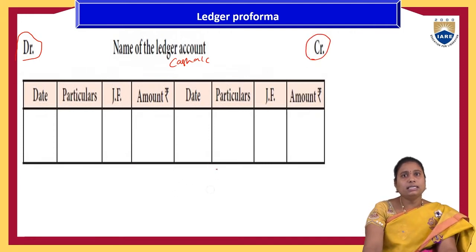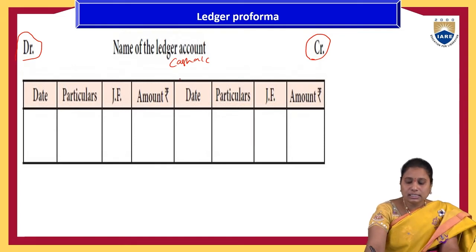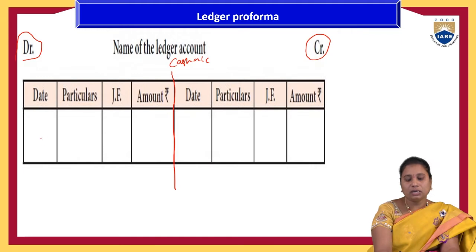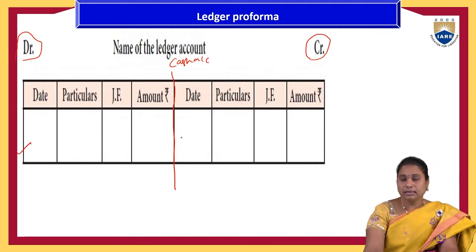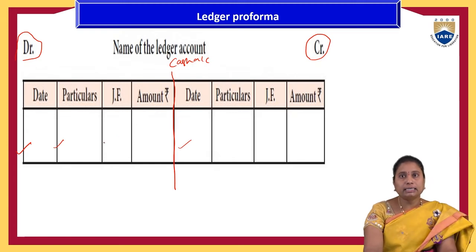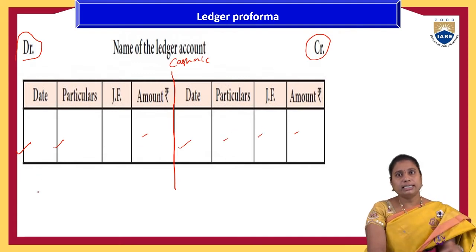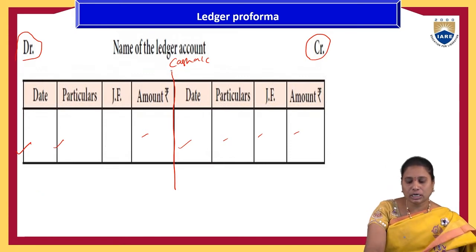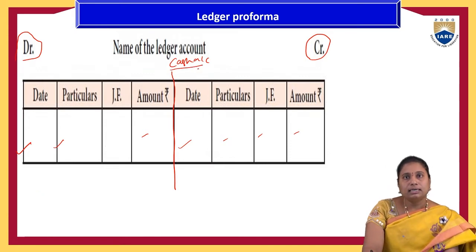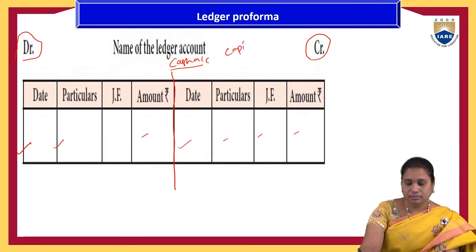The next thing is that it is a double entry mechanism, meaning it has two-fold elements. That is, the date column at debit and the date at credit, particulars, JF number, which is the journal book entry number, and the amount. So for example, cash was at debit, so we are preparing the cash account, and this cash is debited to the organization because of the capital.